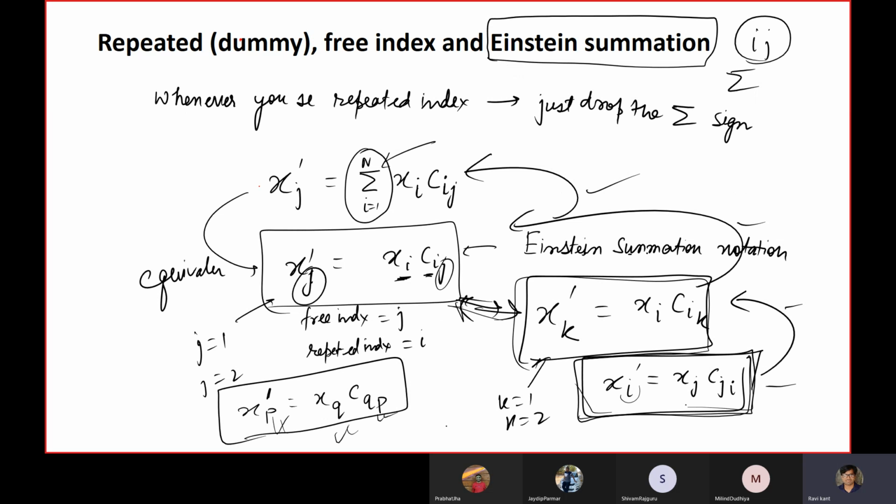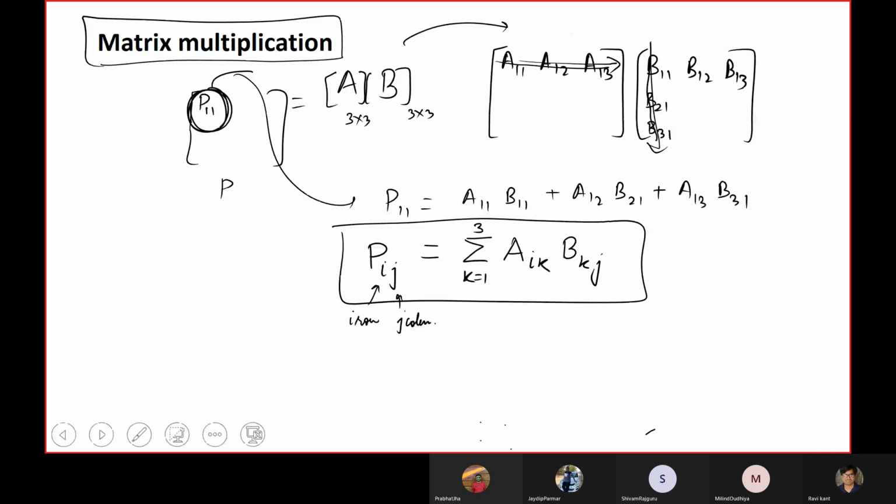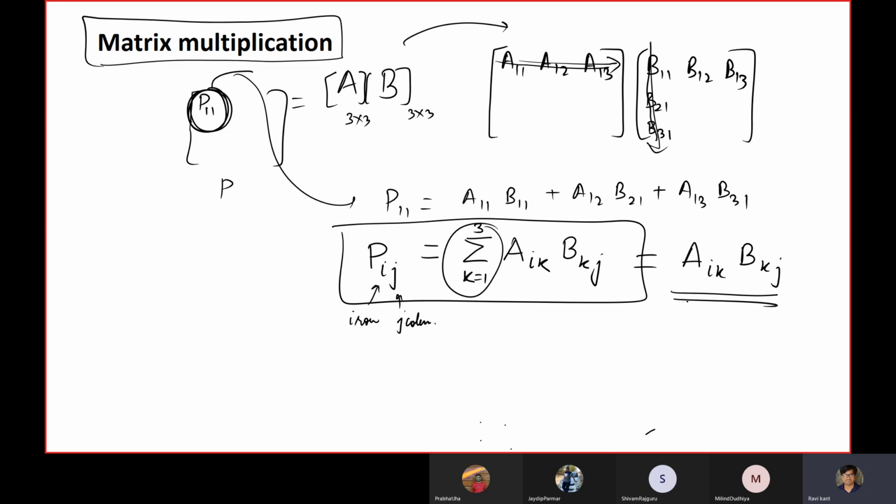Can I drop my summation sign over here? Yes, I can drop. I can equivalently write aik times bkj. So aik bkj can be written as pij over here. Let's write p11. So p11 is i is equal to 1, j is equal to 1, and I have to write the summation over a1k bk1.